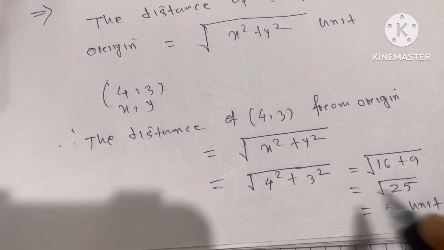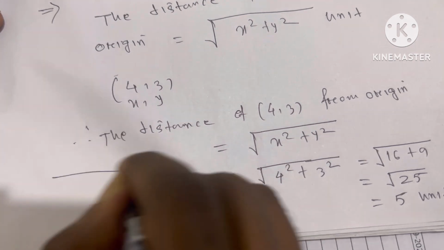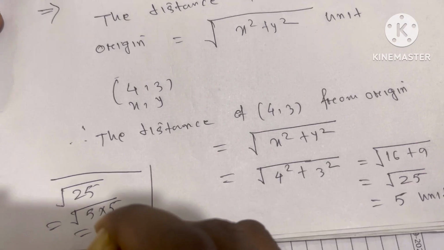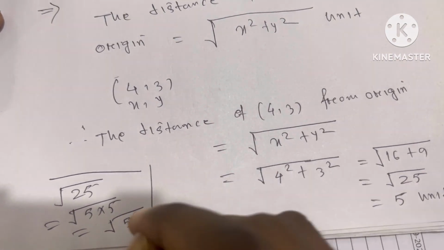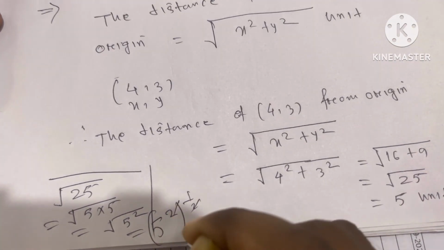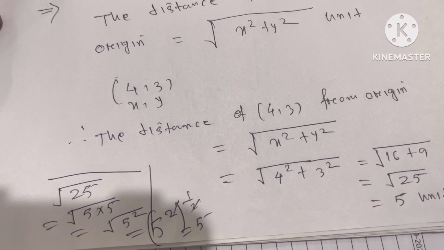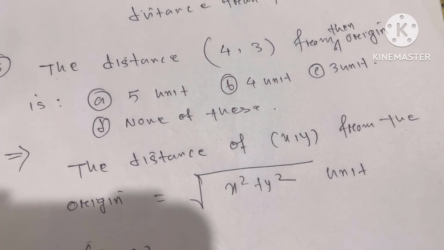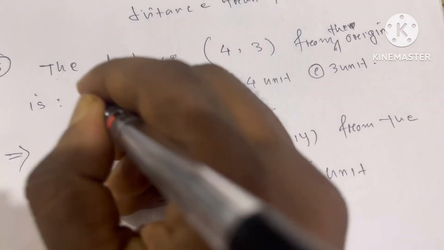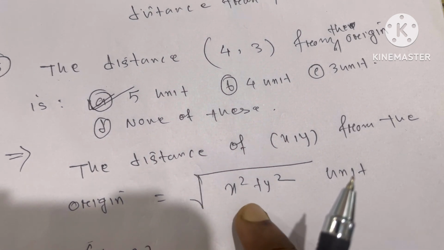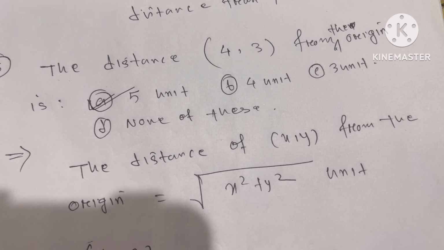So 5 unit. How did I get 5? Root over 25: if you factorize, you'll get 5 into 5, so root over 5 square. 5 square to the power half cancels, so the answer will be 5. Okay, so which option will be correct? The distance of 4, 3 from the origin is equal to 5 unit. Very easy, you just remember the formula x square plus y square, then you will get the answer.